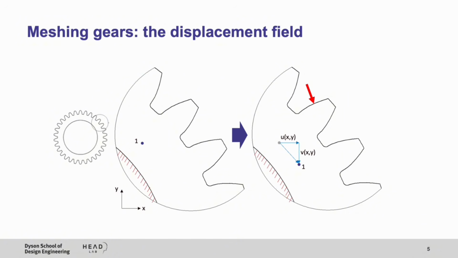And as you can see, u and v are functions of x and y. So essentially, by using the coordinate of the point, we can find out its displacement. So you can see what we're looking for is the distribution of displacement field across the entire domain, which is our gear.